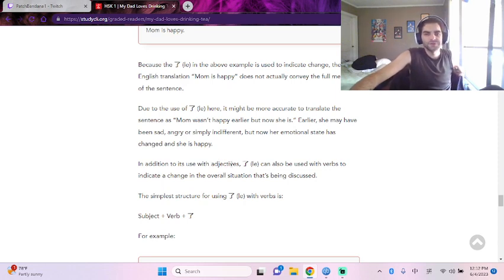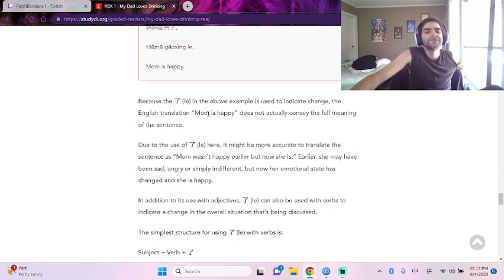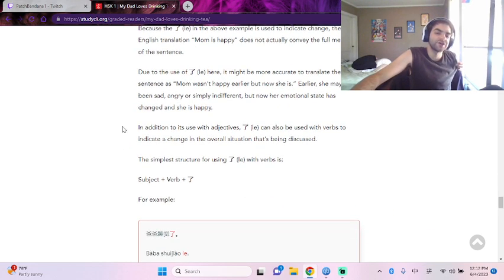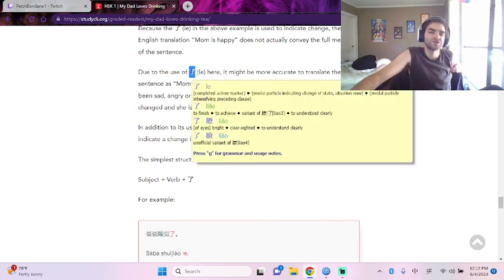Due to the use of le here, it might be more accurate to translate the sentence as: Mom wasn't happy earlier, but now she is. So instead of 妈妈是高兴, it would be like, Mom became happy. Earlier, she may have been sad, angry, or simply indifferent, but now her emotional state has changed and she is happy, hence the change of state, le.